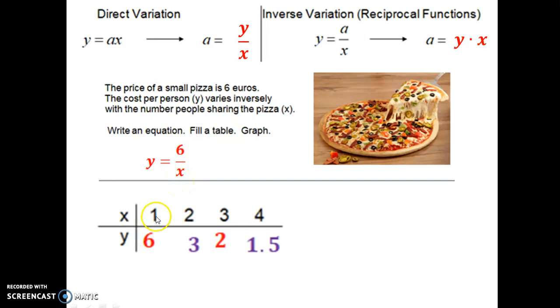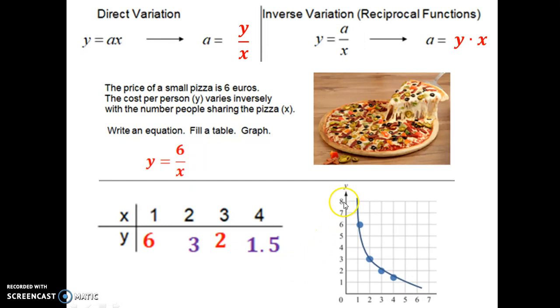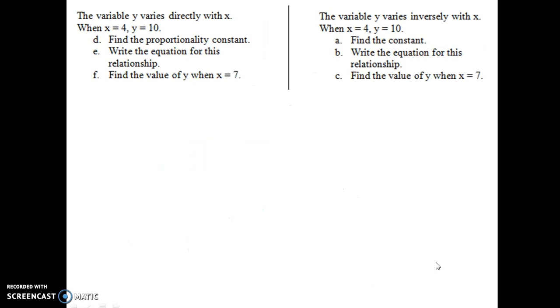So here's our table. If one person is buying this pizza, they pay 6. If two people are sharing this pizza, they each pay 3 because it's 6 divided by 2 people. If 3 people are sharing, they each pay 2. Again, it's 6 divided by 3 people, they pay 2. That graphs like this, and we see it's inverse, and that makes sense for this example.